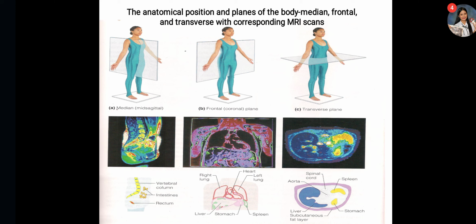So this is the illustration of the anatomical position and planes of the body, the median, the frontal, and the transverse, with corresponding magnetic resonance imaging scans.